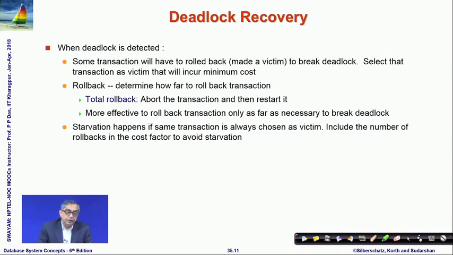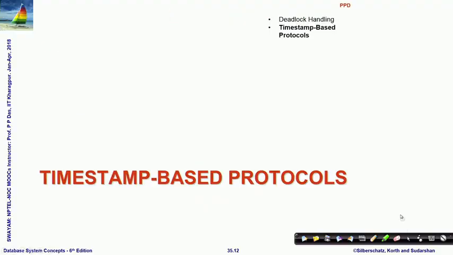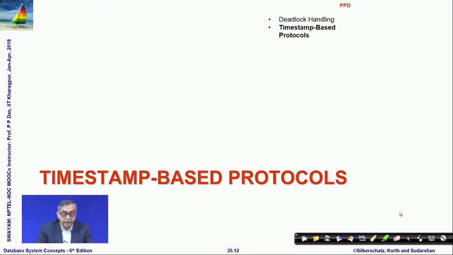And so, the number of rollbacks is also usually kept as a cost factor. So, when you roll back a transaction, you also keep a number saying how many times this transaction has been rolled back. The higher that cost becomes, the more you would like to avoid doing the rollback for that transaction, so that it does not wait infinitely in terms of starvation. So, these are some of the simple strategies by which deadlock recovery by rollback can be done.